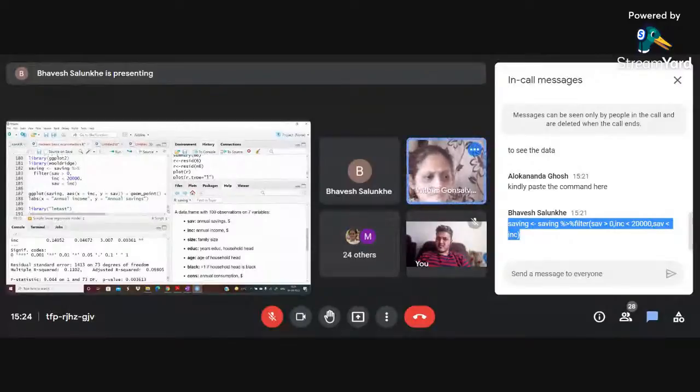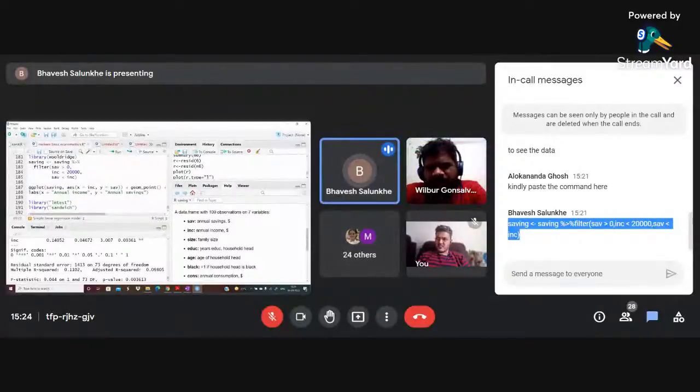Bhavesh, can you paste this command if you don't mind? Sure, I'm sorry. I'll just go to that.